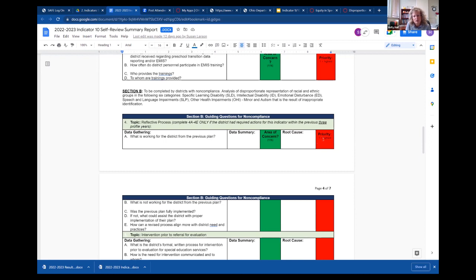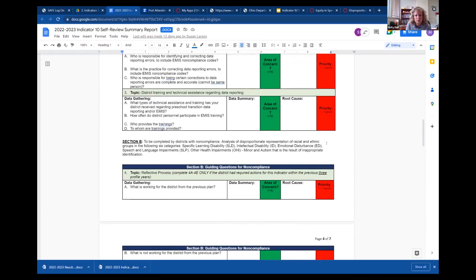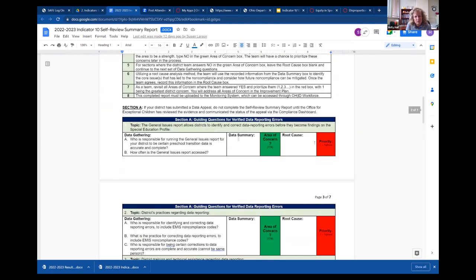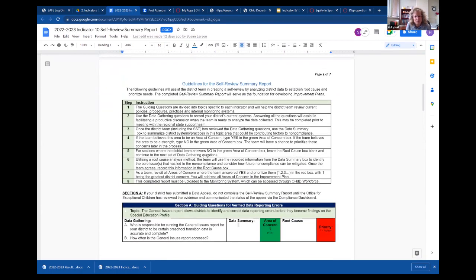Then there's a section for identifying priorities. For every question that was marked yes as an area of concern, we're going to rate each one from 1 to however many areas you said were a priority, with 1 being the highest. All of those steps that I just went through are outlined, 1 through 8, in the manual.